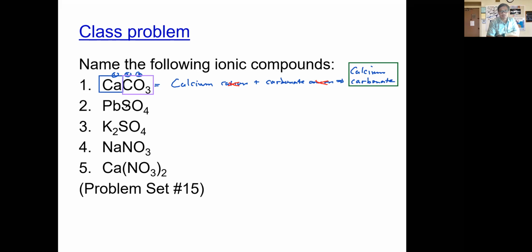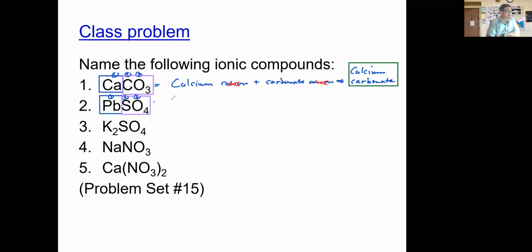Is the next compound a binary compound? No, it's a non-binary compound, because we have lead, one element, sulfur, the second element, and then we have oxygen. So we have three different elements in here. It's not a binary compound. Is it an ionic compound? Yes, it is, because of the presence of this metal right here, lead. So lead is the metal, which means that it will be the cation, and whatever is left over, the SO4, is going to be the anion.